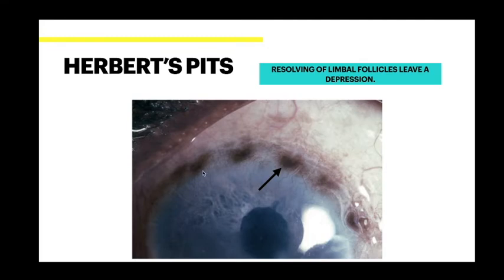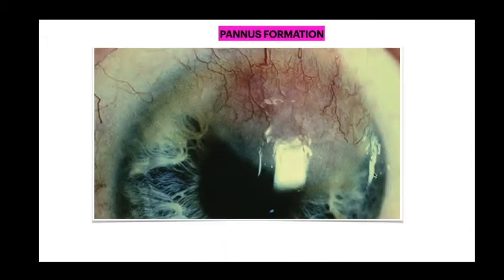So you can see 1, 2, 3, 4 like that. So Hubbard's pit, one has been indicated. So Hubbard's pits can be seen. Hubbard's pit is seen in cicatricial trachoma, whereas Hubbard's follicles can be seen in case of active trachoma. So resolving limbal follicles leave the depression in cicatricial trachoma, that is called the Hubbard's pits. So once again, this is just to show the picture of a pannus formation. It is starting from the upper part.